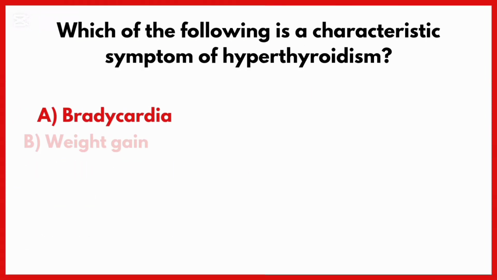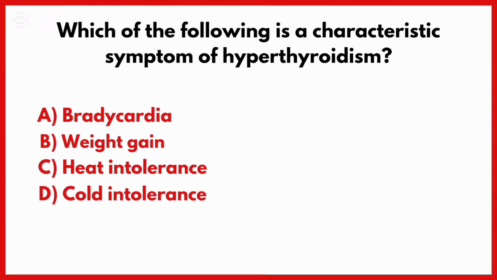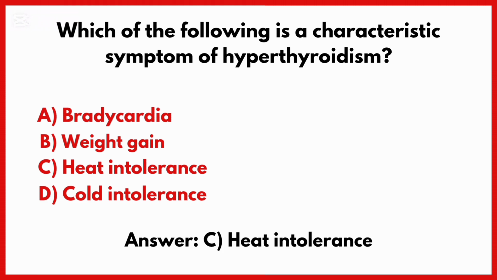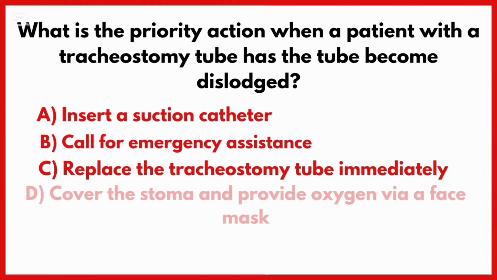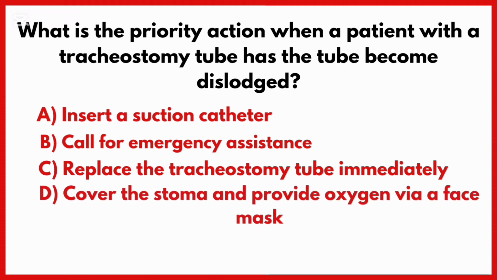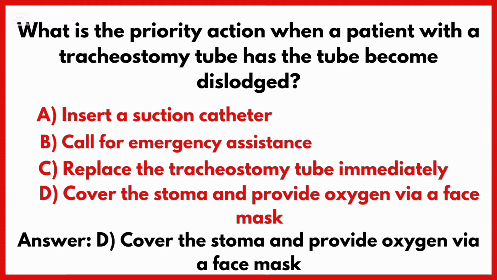Which of the following is a characteristic symptom of hyperthyroidism? Correct answer is option C. Heat intolerance. What is the priority action when a patient with a tracheostomy tube has the tube become dislodged? Correct answer is option D. Cover the stoma and provide oxygen via a face mask.